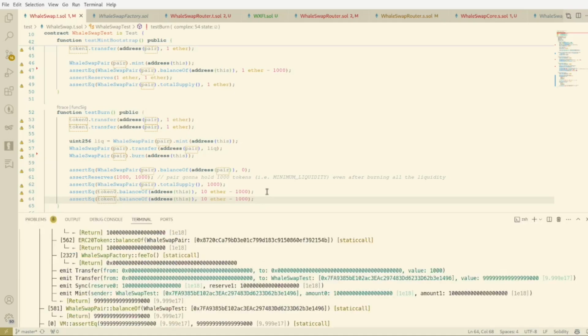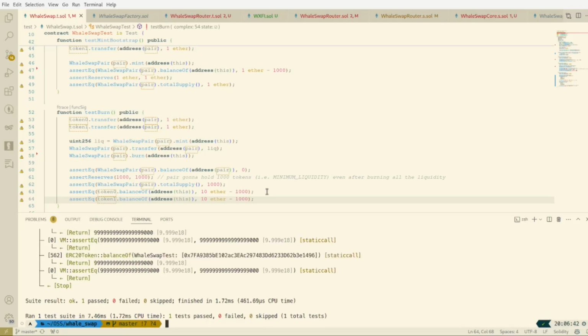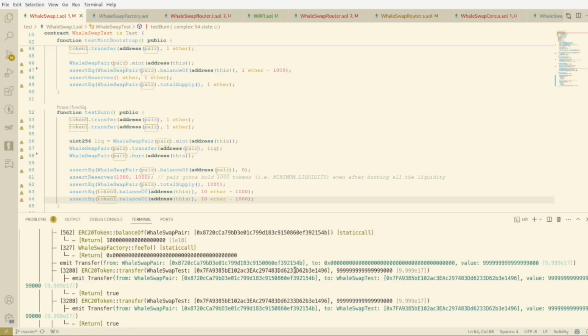We can also, let's just run this. So as you can see, this all passes the test.